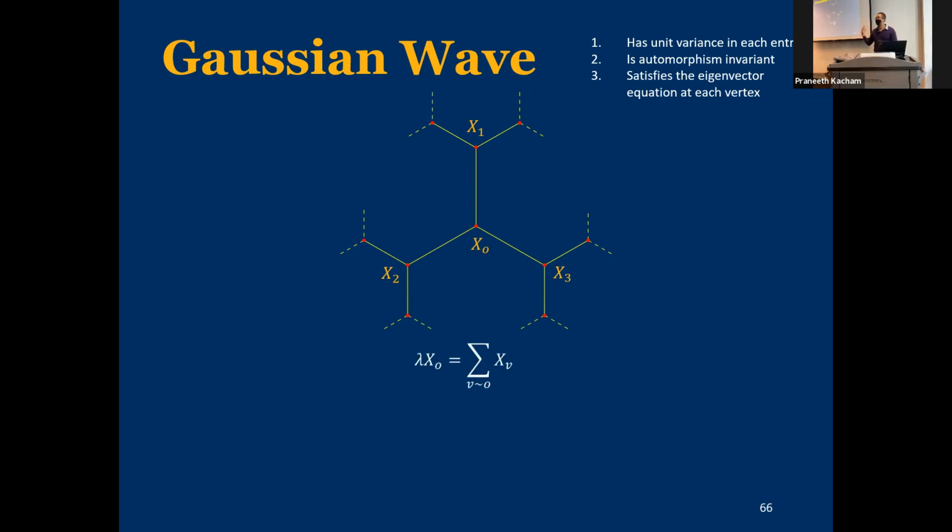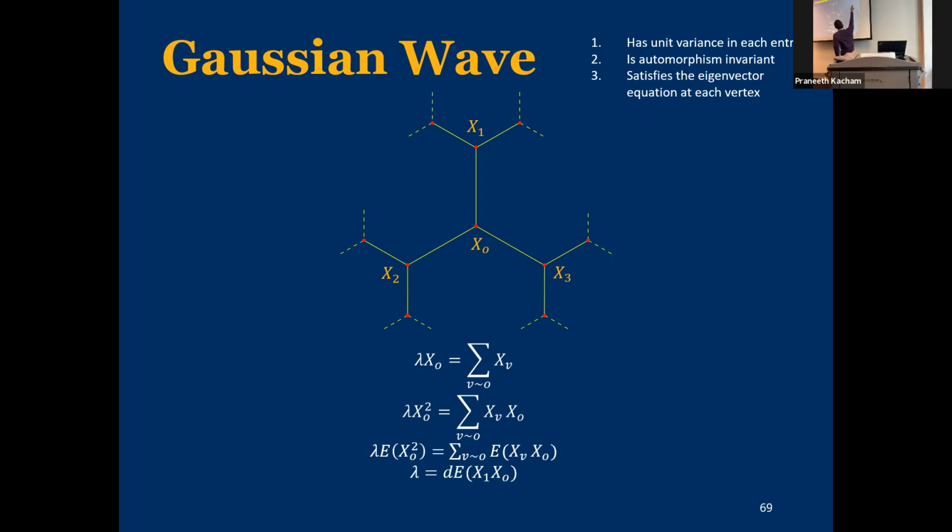So here I just have the eigenvector equation. I multiply both sides of the eigenvector equation by x0, right? Then I take the expectation on both sides. Then I use property 1 and property 2. So what I know is that the expectation of x origin squared is just 1. So this just reduces to lambda.